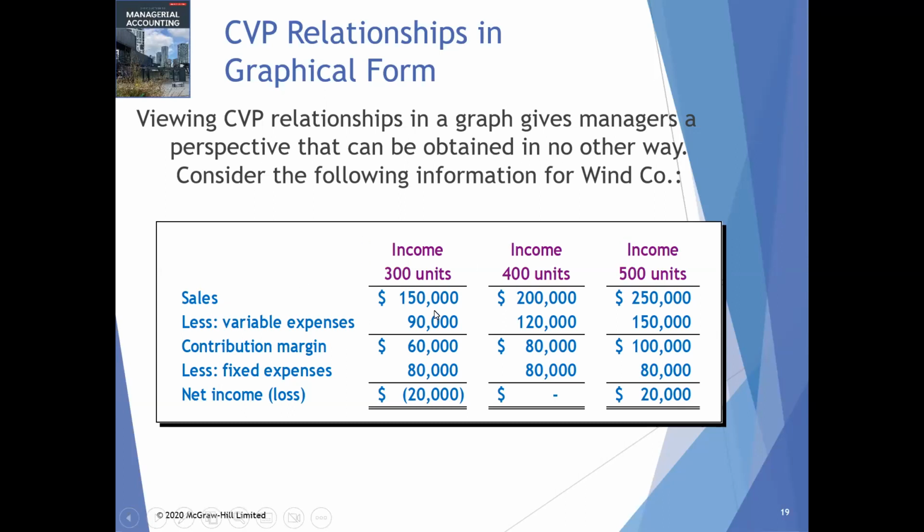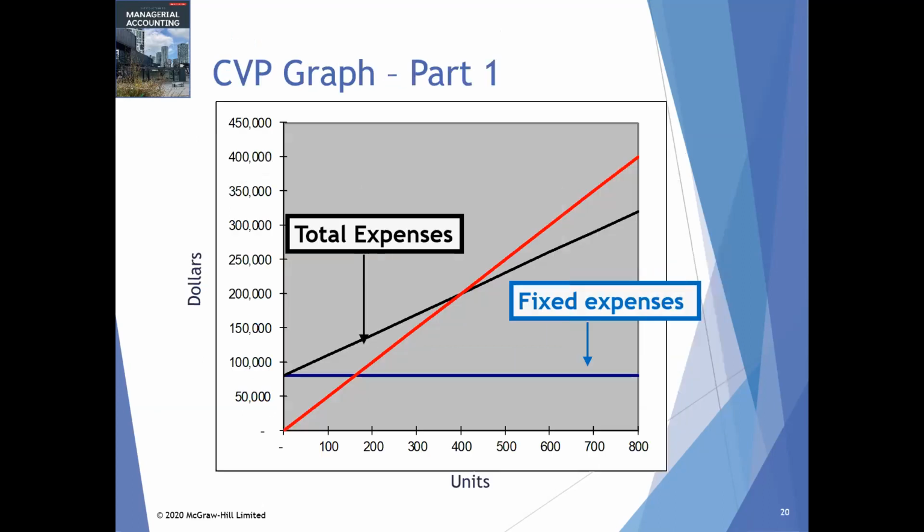So this information can be obtained, right? This graph gives a manager a perspective that can be obtained in no other way. So consider this information. This is the cost volume profit graph. It shows the total expenditure here that is fixed; nothing is going to change. The blue line is the fixed expenditure. We know that this is around 80,000. So 80,000 here is the fixed expenditure.